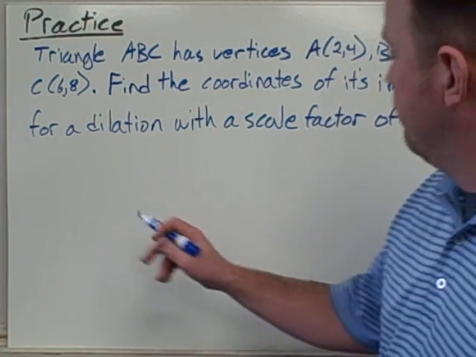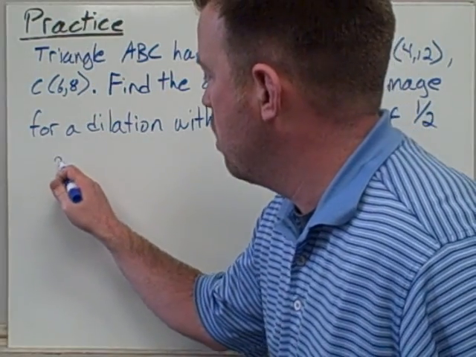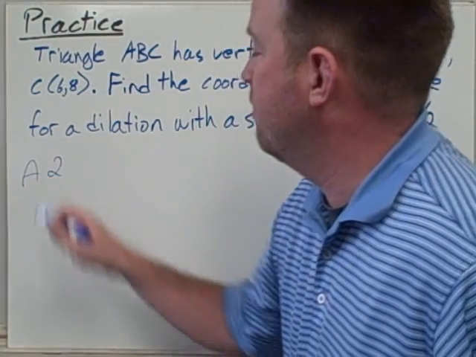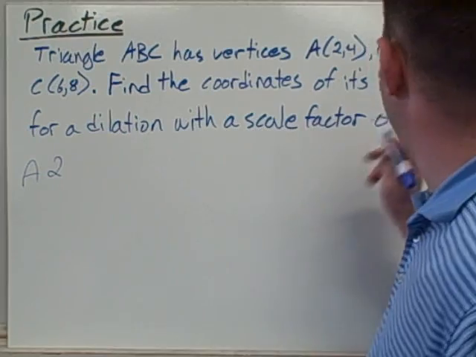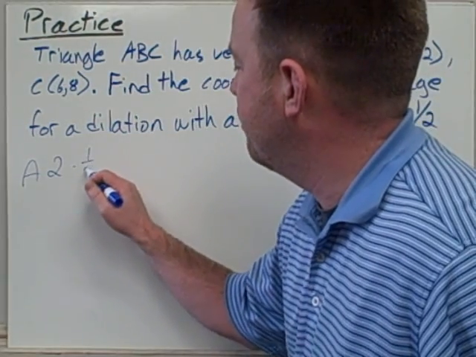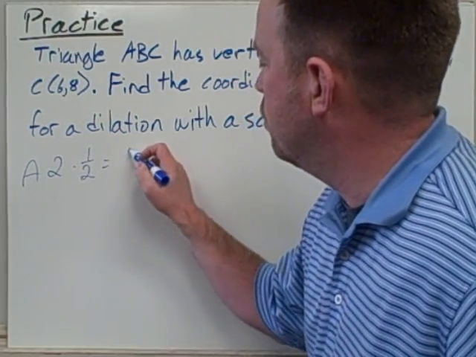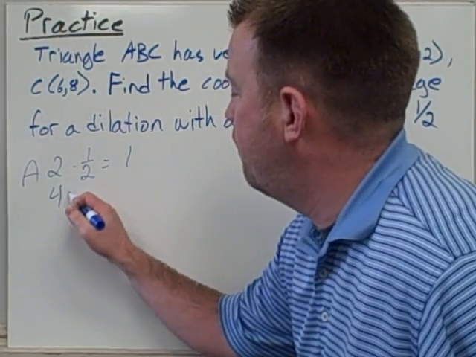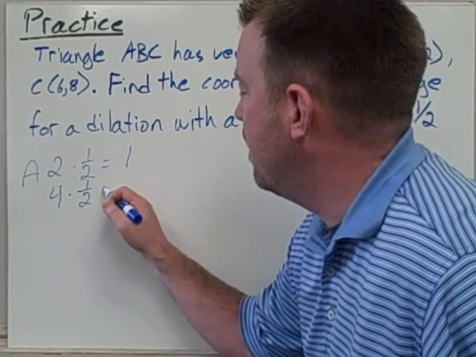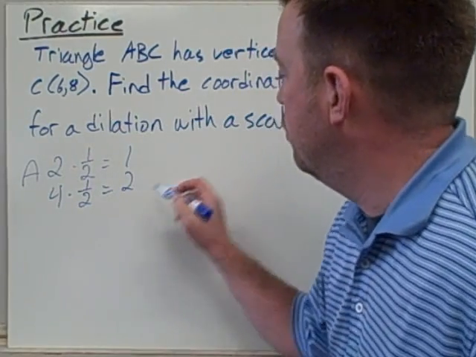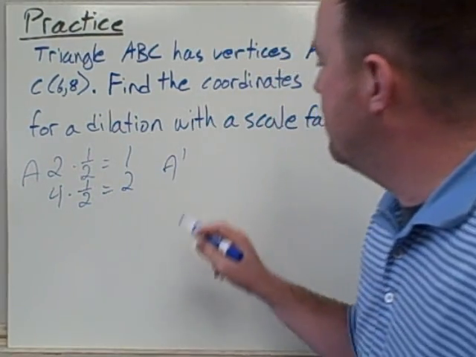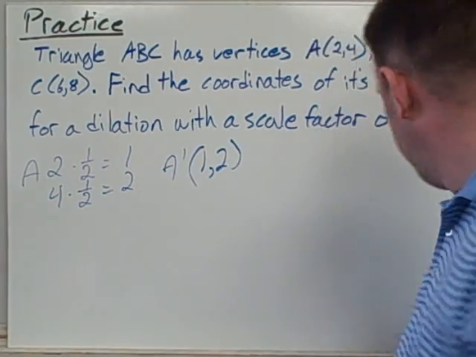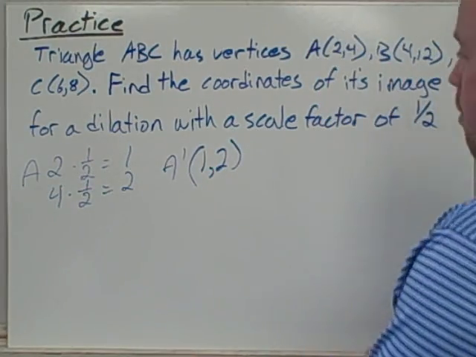We have a 2 for our x value, for a. We'll call this a. We're going to multiply 2 times 1/2, and 2 times 1/2 equals 1. And we're going to multiply the y, 4 times 1/2, and that's going to equal 2. So the new a is going to be 1, 2.